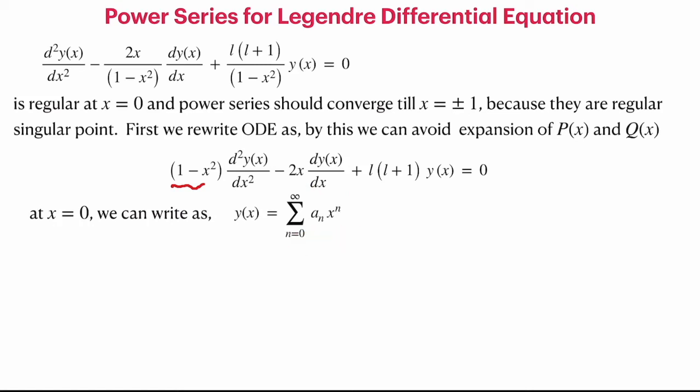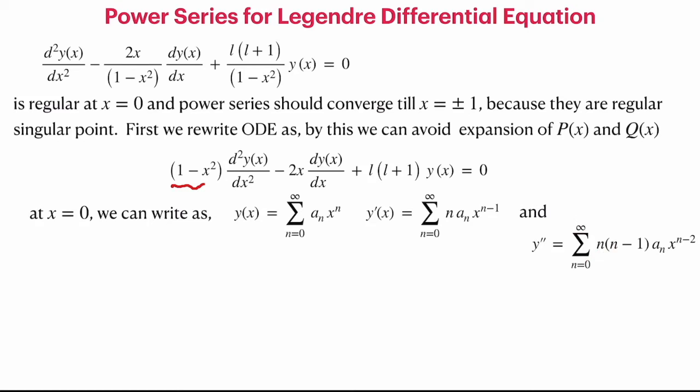Now it is straightforward to compute the first and second derivative of this solution. Y prime is given as sum n going from 0 to infinity, n into a n x to the power n minus 1, and y double prime is given as sum n going from 0 to infinity, n into n minus 1, a n x to the power n minus 2.